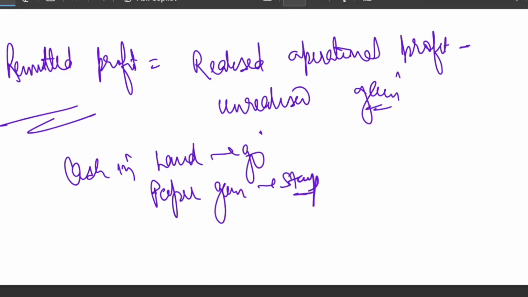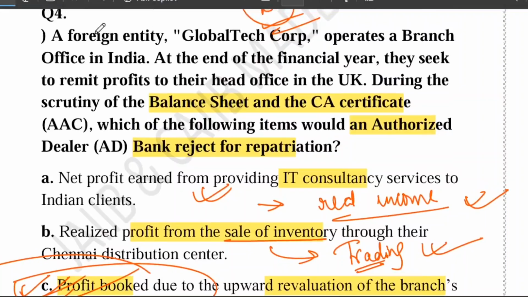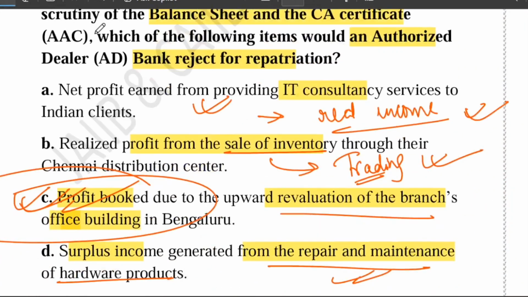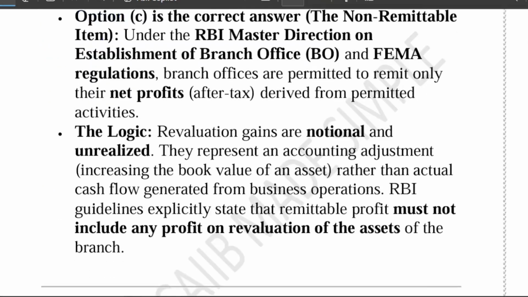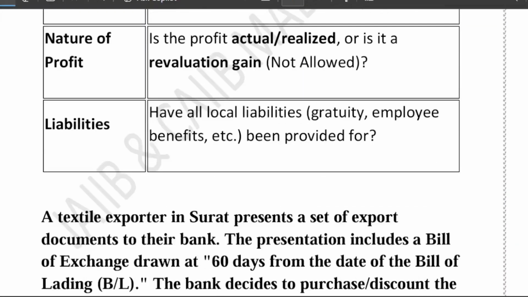So that's the quick revision. What we have discussed is that a branch office can remit net profit after tax from permitted activity. Yes, a branch office can remit that. Revaluation gains are notional, and unrealized gains are not allowed. Please understand, revaluation gains are notional, and I will always exclude book adjustments like asset revaluation. We always have to exclude these book adjustments. That's the question. Okay, I hope it is crystal clear.